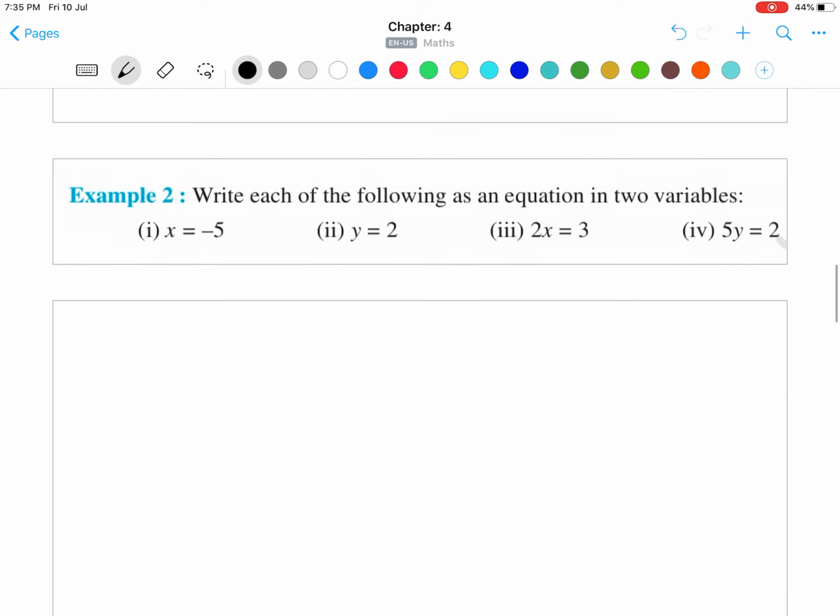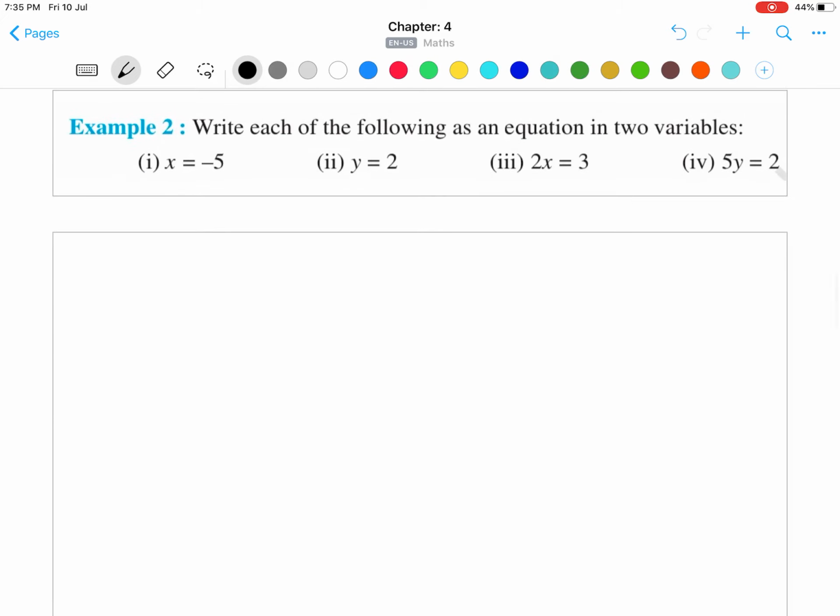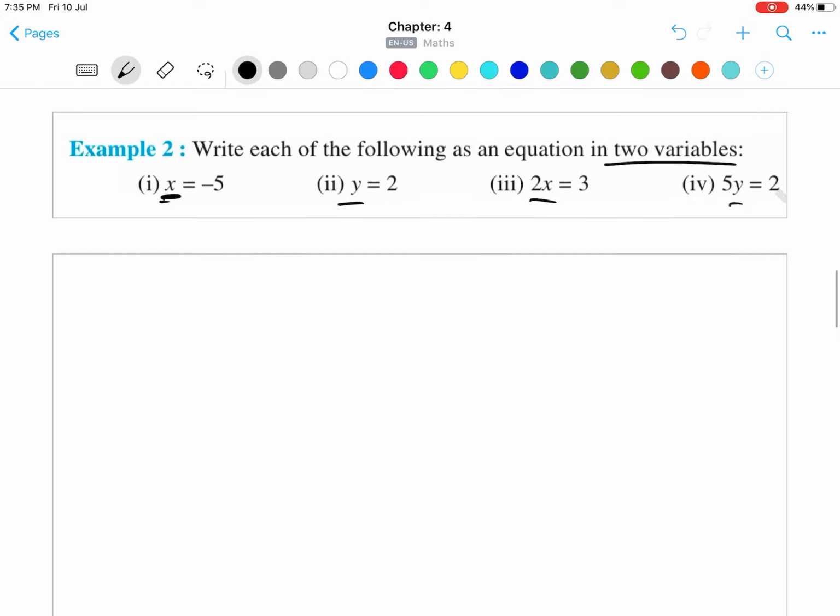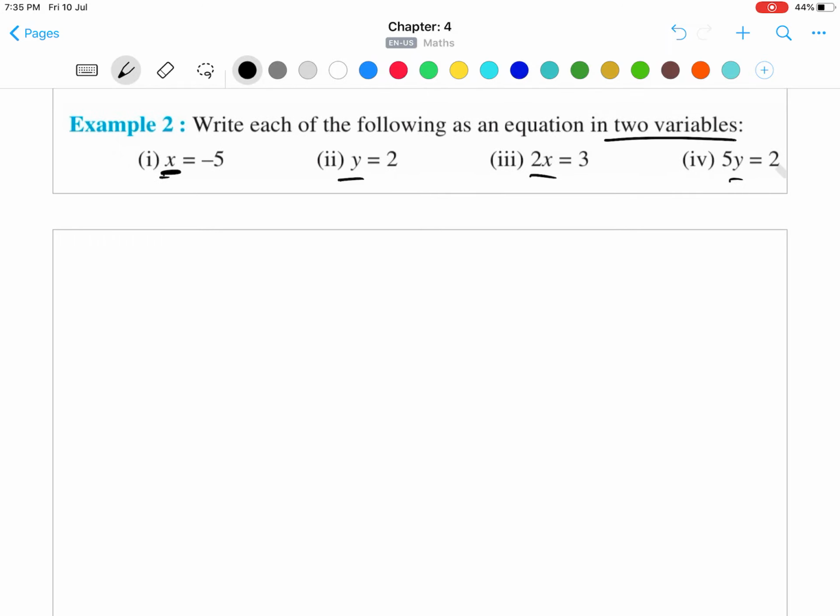So now moving to the next example, we have example number 2. Write each of the following as an equation in two variable. We have to write all four given equations in the form of an equation in two variable, while we are given only one variable here. Now let's see how we can convert these equations into equations of two variable. So let's write the answer.